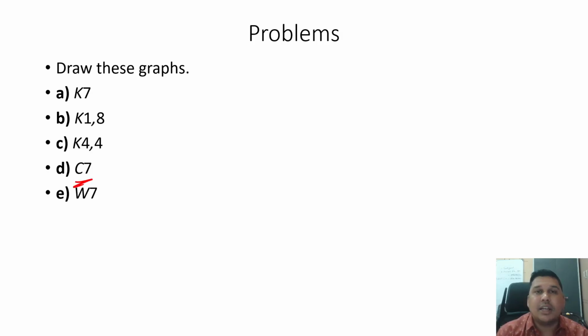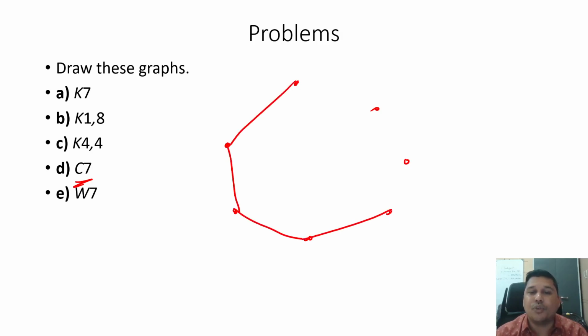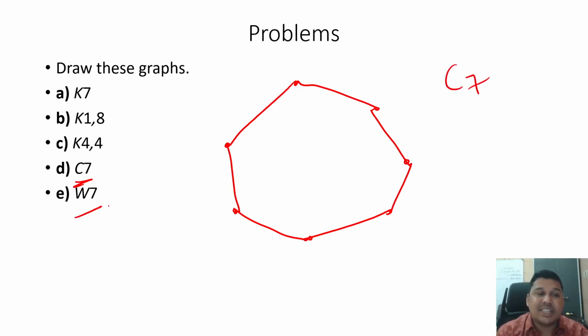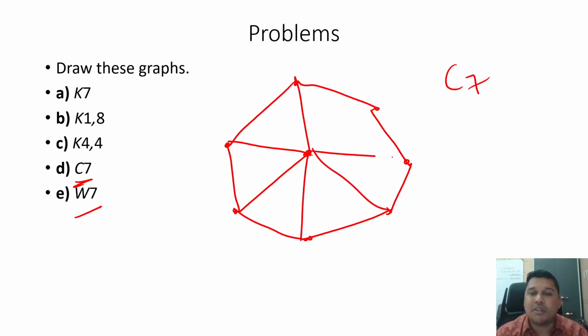What is C7? C7 means cycle 7. It is a cycle graph. So 1, 2, 3, 4, 5, 6, 7. Just connect V1 to V2, V2 to V3, V3 to V4, V4 to V5, V5 to V6, V6 to V7. Like this they are connected, and V7 to V1 it has to come back. This is cycle 7. And wheel 7 means put one center and you connect this to all the other vertices like this. This forms our wheel graph 7.